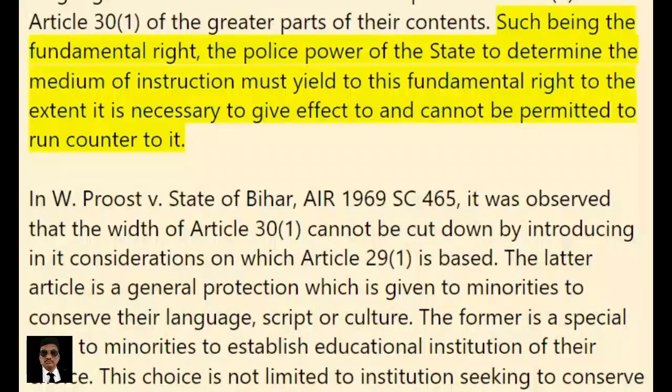Such being the fundamental right, the police power of the state to determine the medium of instruction must yield to this fundamental right to the extent it is necessary to give effect to it, and cannot be permitted to run counter to it.